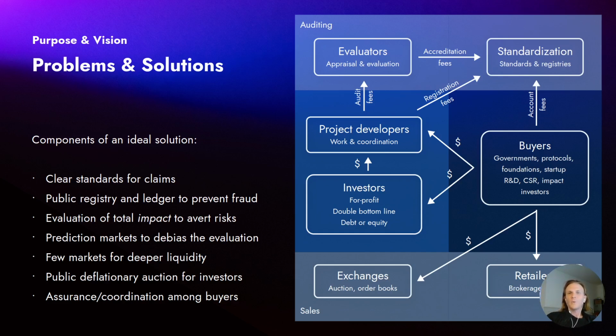Then what I think we'll also need is a public registry and a public ledger in order to prevent fraud. And I'm mostly thinking of double issue fraud here, some type of fraud where someone is trying to sell some positive impact that they have generated, or maybe even that some other party has generated, to sell more than 100% of that.